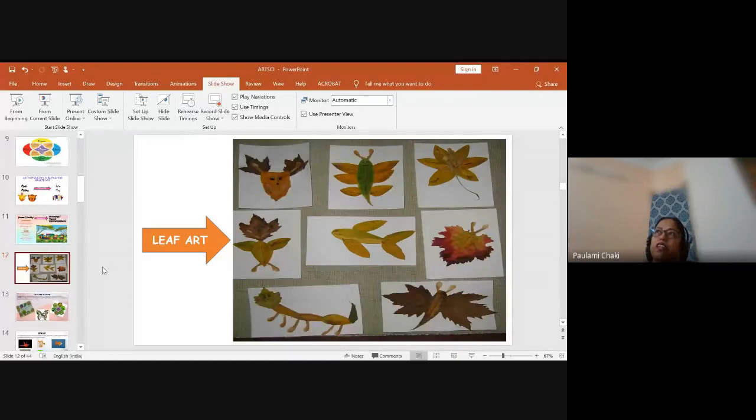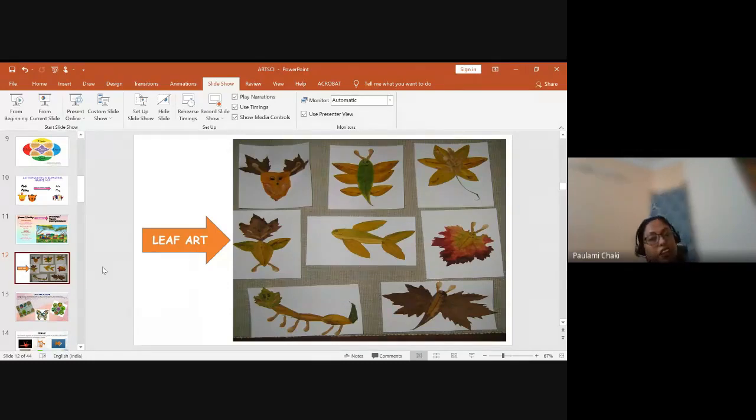Now in grade 3, then in 4, then in 5, we are constantly giving them small pieces of information about plants. Somewhere we are teaching them about leaves, how plants have different leaves, different edges. Some leaves are long, some are small. So these are the different things. And we teach them flowers. So what we can do is, this is leaf art.